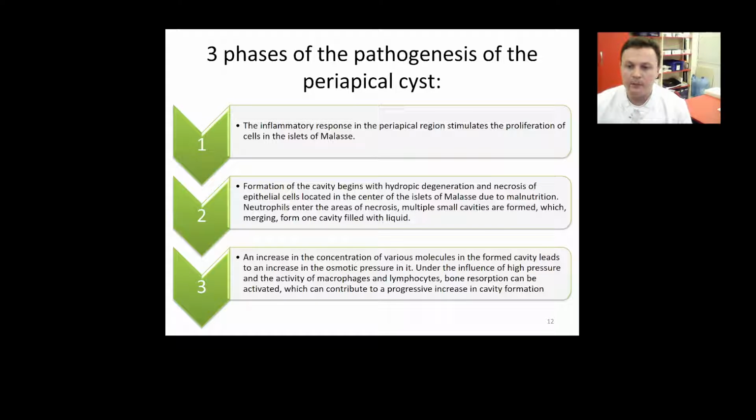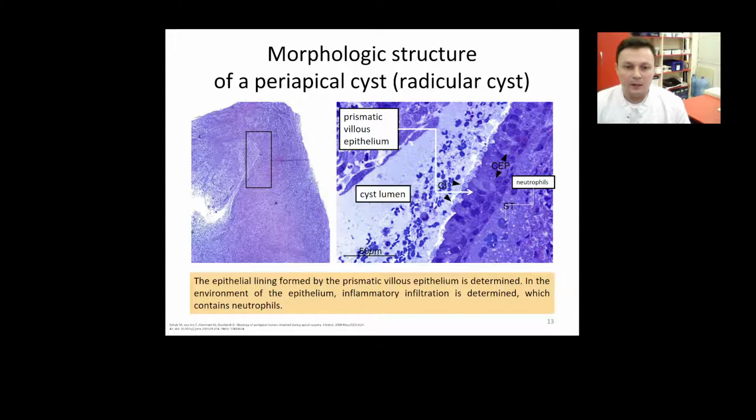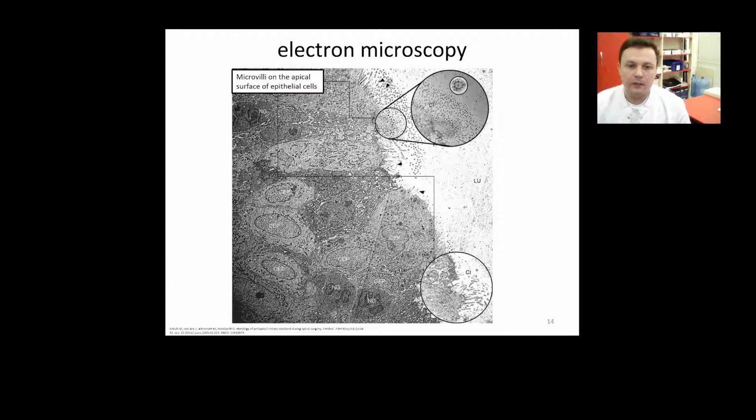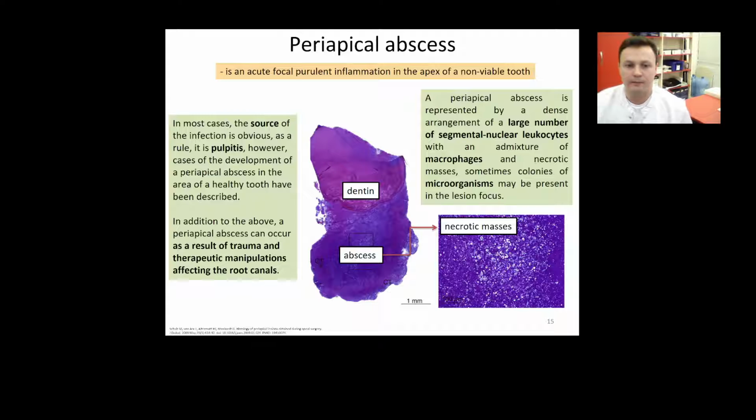Under the influence of high pressure and the activity of macrophages and lymphocytes, bone resorption can be activated, which can contribute to a progressive increase in cavity formation. This picture shows the morphological structure of a typical radicular cyst. The epithelial lining formed by the prismatic villous epithelium is determined. In the environment of the epithelium, inflammatory infiltration is determined, which contains neutrophils. Electron microscopy: microvilli on the apical surface of epithelial cells are clearly defined in this photo.